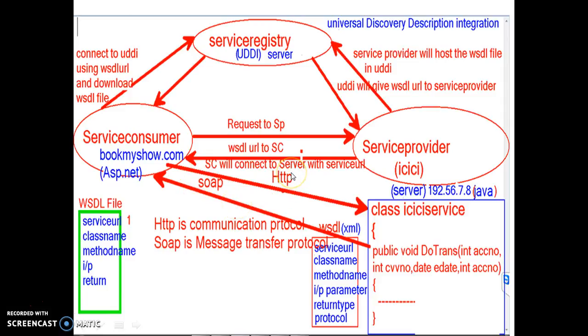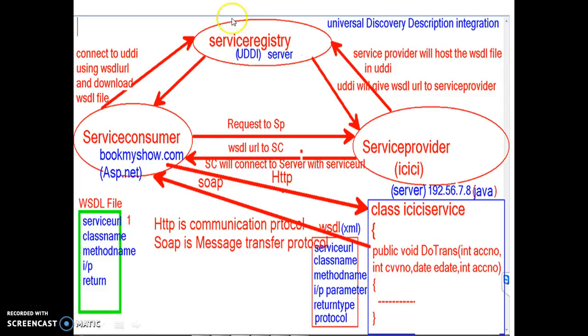HTTP is called Hypertext Transfer Protocol. HTTP is called the Communication Protocol. SOAP is called the Message Transfer Protocol. SOAP is developed based on what? XML. The WSDL file is developed based on what? XML. UDDI is developed based on what? XML. It is called an XML registry. So, whenever you want to work with a service-oriented architecture like web service or WCF, definitely you must have knowledge of XML.